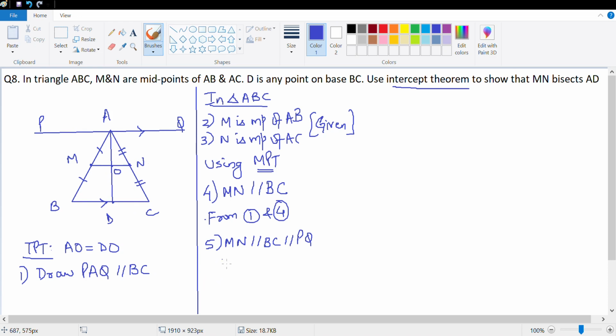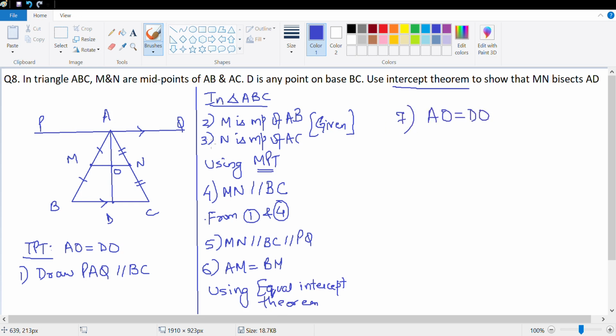Perfect. So let's write this. Number 6, AM is equal to BM using equal intercept theorem. What I get is number 7, which means AO will be equal to DO. Perfect. So basically we proved that these are 3 parallel lines, and we said equal intercept by transversal AB. So transversal AD will also make equal intercept. So this is what they wanted me to prove.